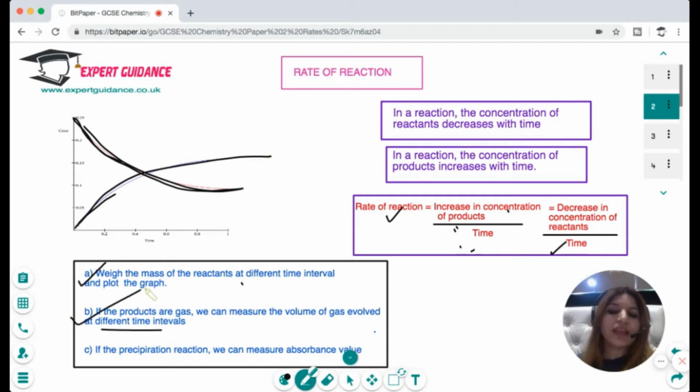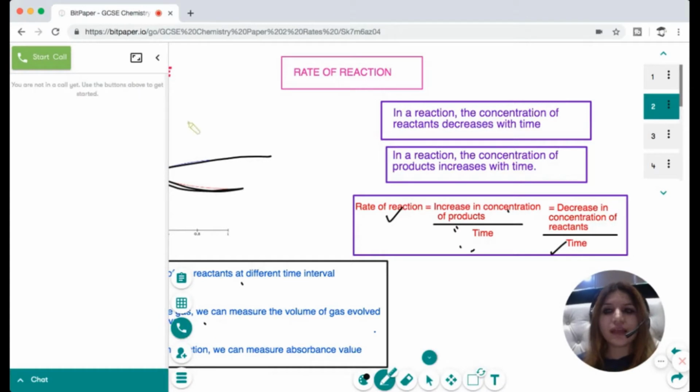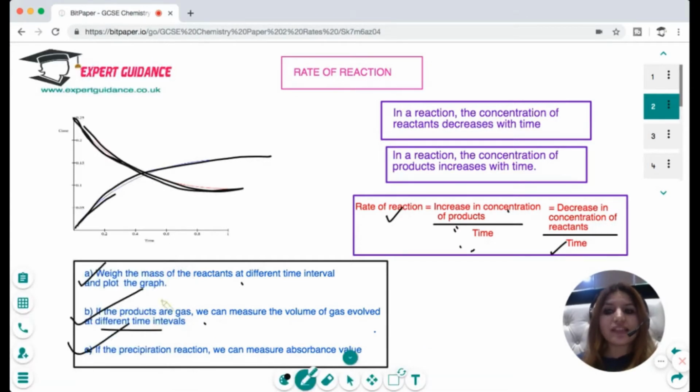And if there's any reaction that has a precipitate being formed, then we can measure the concentration of this precipitate by using a spectrophotometer and measuring the absorbance value. So these are the various ways in which we can measure and plot the rate of the reaction. And for any of these graphs, we can draw a tangent and then find the difference in the y and the x axes to find the rate of the reaction.